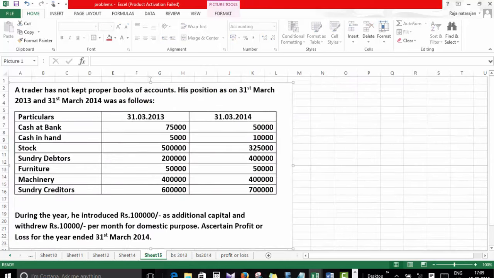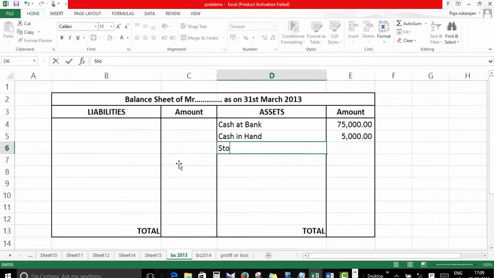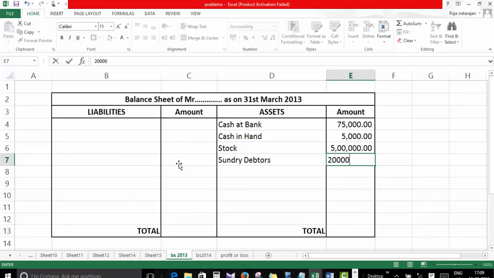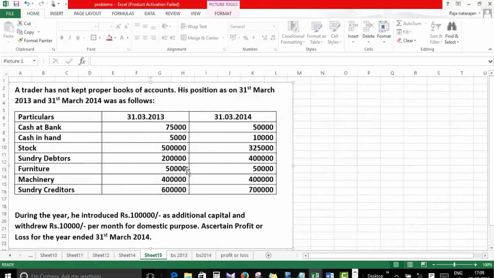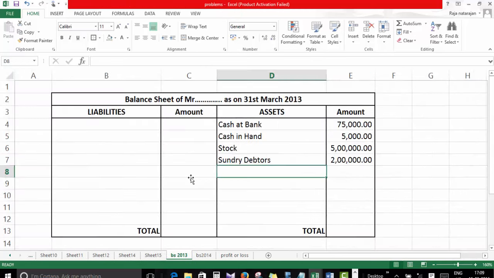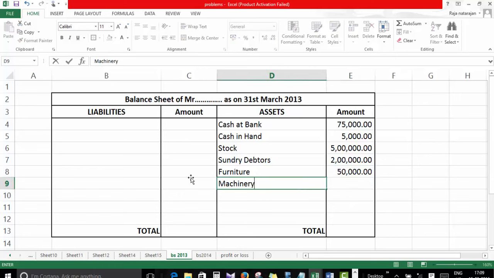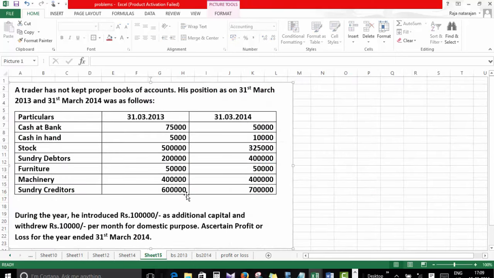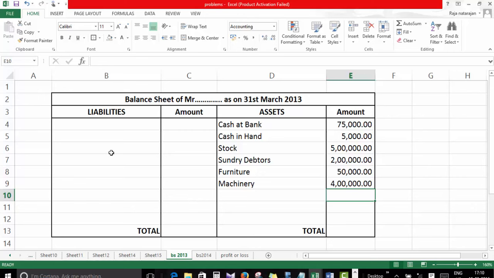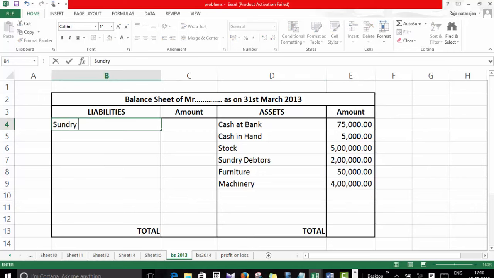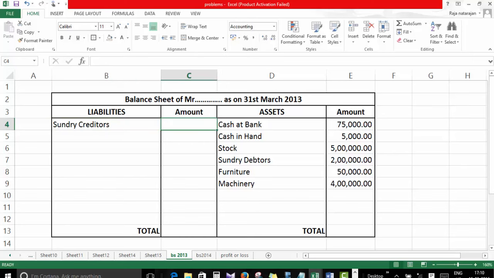Then comes the stock position, which is 5 lakhs. Sundry debtors 2 lakhs. Then furniture 50,000, machinery 4 lakhs. Then there is sundry creditors which is 6 lakhs, so that should go to liabilities.